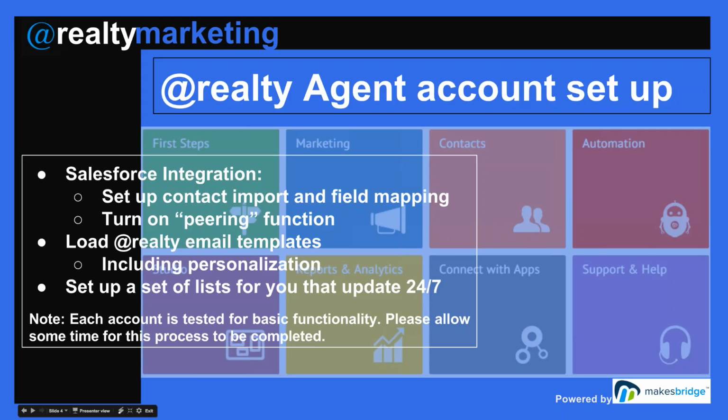We also will set up a set of lists for you that update 24/7. So as that peering function goes in and searches your contacts all the time, if you get somebody who's listed as a new buyer, they will automatically go into that buyer's list, and if you send out any emails to buyers, they'll automatically be included. We'll show you how that works later.